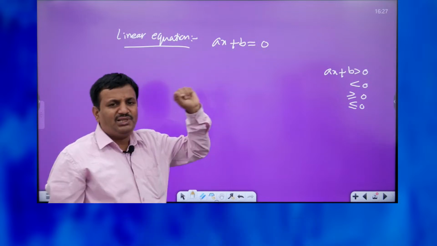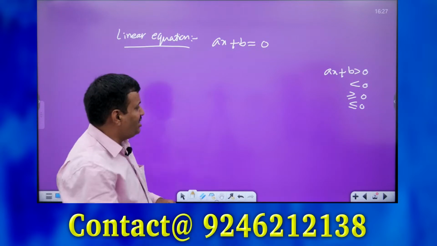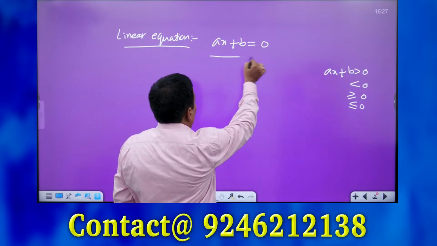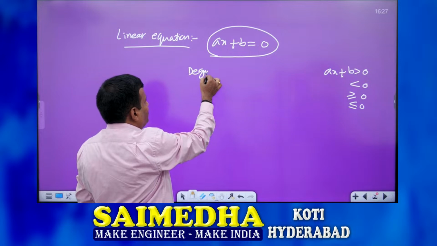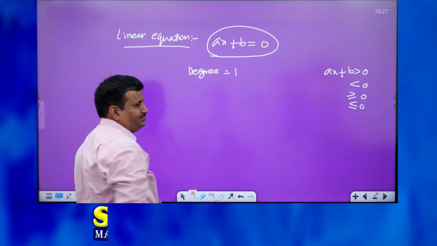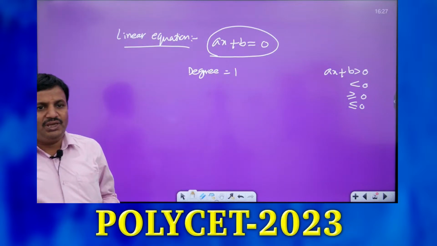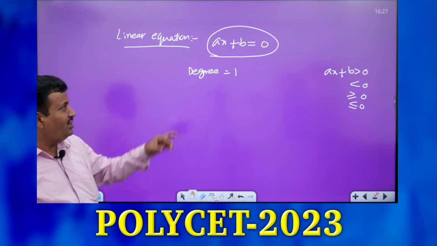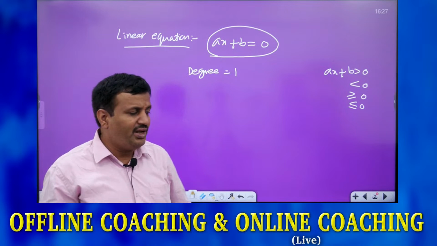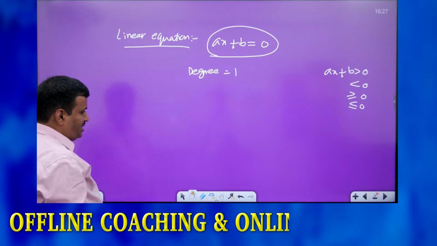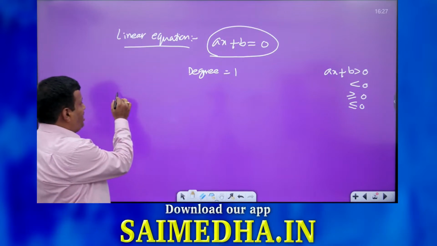Ax plus b equal to 0 is called the linear equation because the degree of this one is 1. Ax plus b equal to 0, degree is 1, where a and b are arbitrary constants.